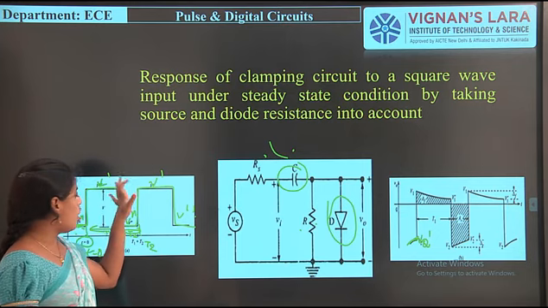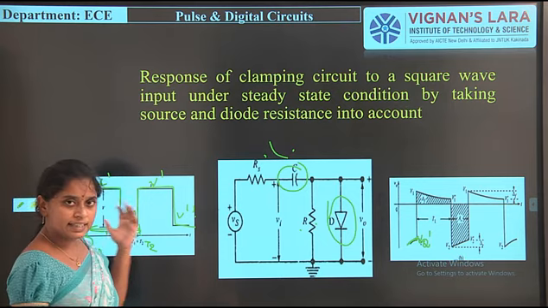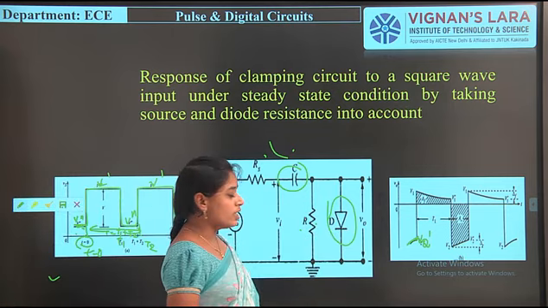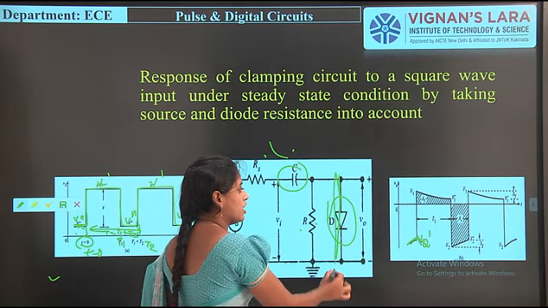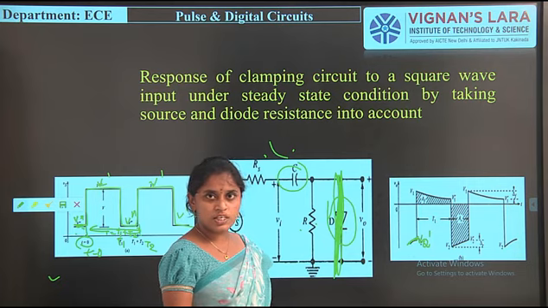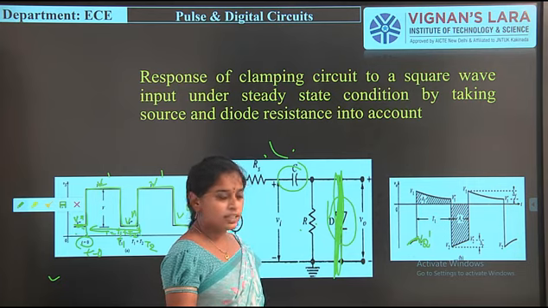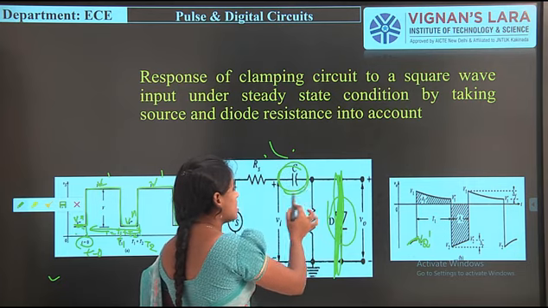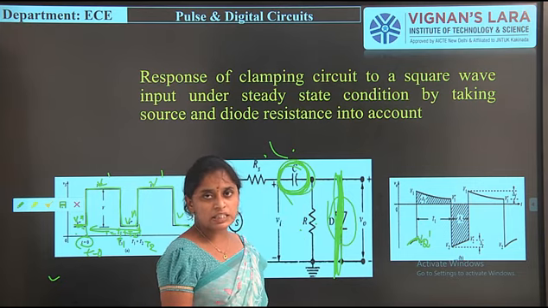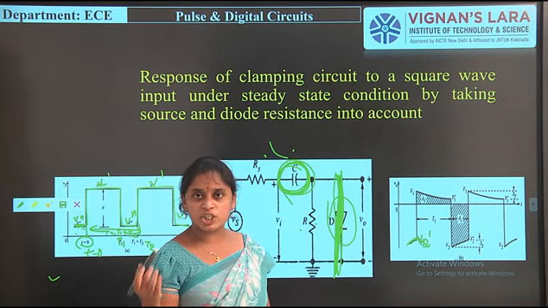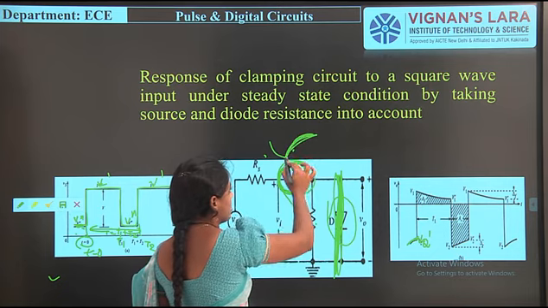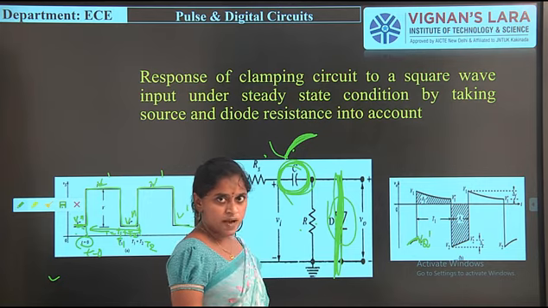When we apply the V dash signal to this circuit, what happens? Obviously the diode will be in on condition, because it is greater than V gamma. When the diode is in on condition, it is replaced with a short switch. When the diode is short circuited, the capacitor starts charging. What is the charging condition of the capacitor? The capacitor starts charging in an exponentially increasing manner.